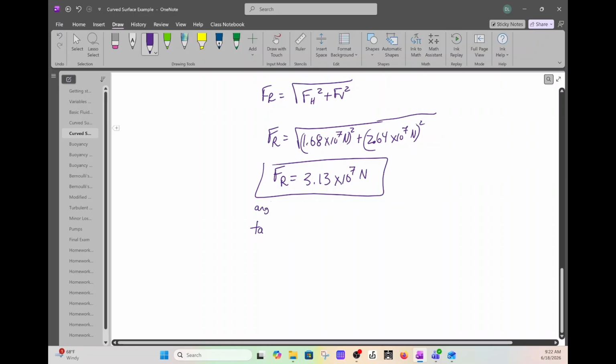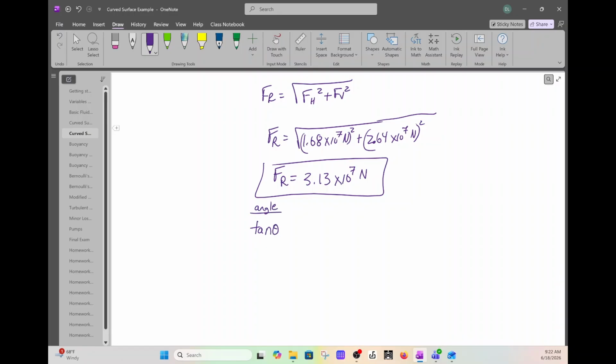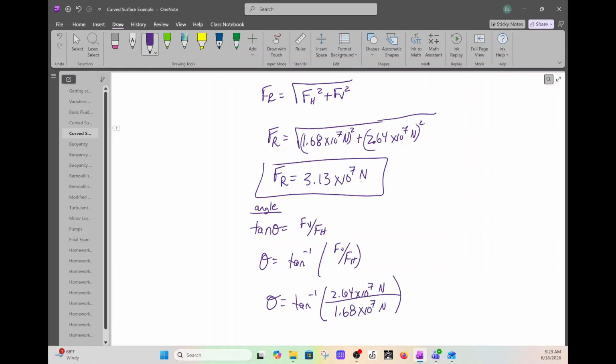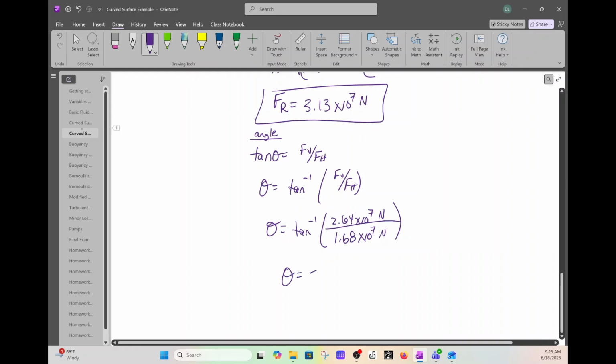And then if we want to find the angle, the angle that it acts at, be tan theta of F_V over F_H. Theta is tan to the minus 1 of basically F_V over F_H. So theta tan to the minus 1 is 2.64 times 10 to the 7 newtons over 1.68 times 10 to the 7 newtons. And we get theta to be 57.5 degrees.